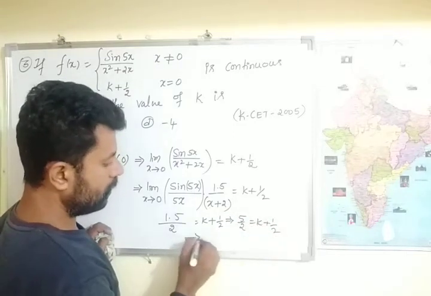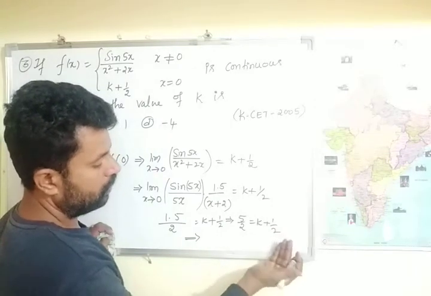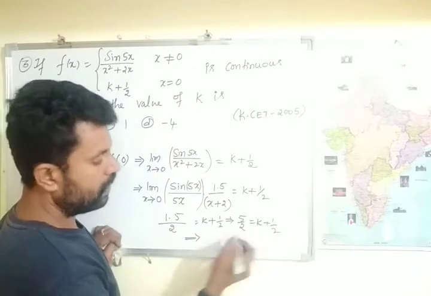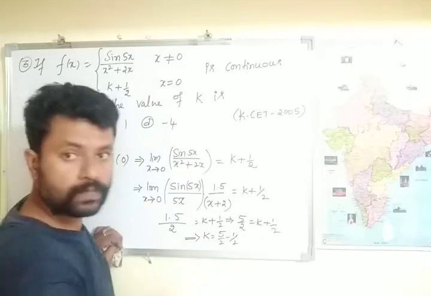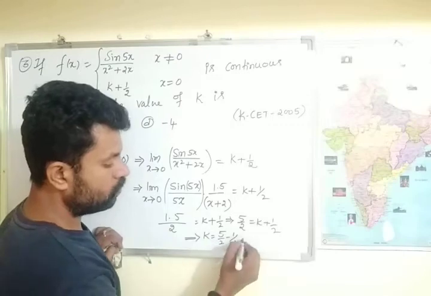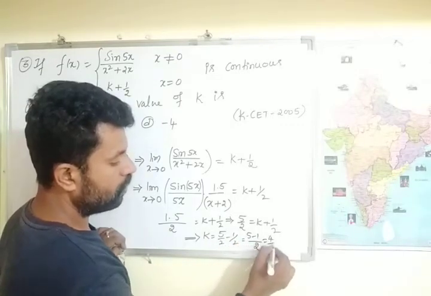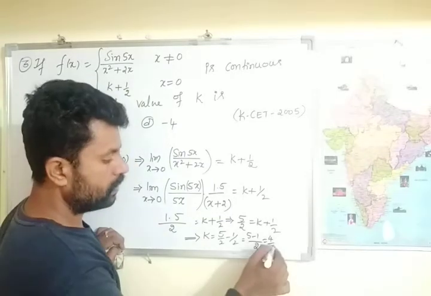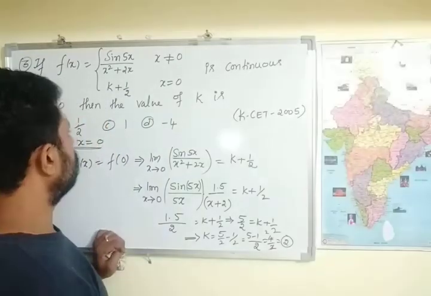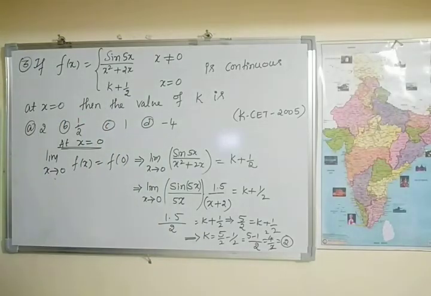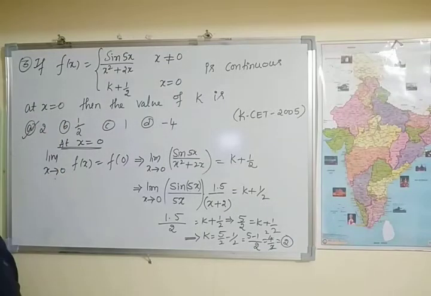Now this implies k: take this 1 by 2 to the left hand side. We get minus 1 by 2. K is equal to 5 by 2 minus 1 by 2. Next, the LCM is 2. 5 minus 1 is equal to 4 divided by 2. Two twos are 4, so we get the result value 2. Now check the options. Option A, value 2, is the correct answer.